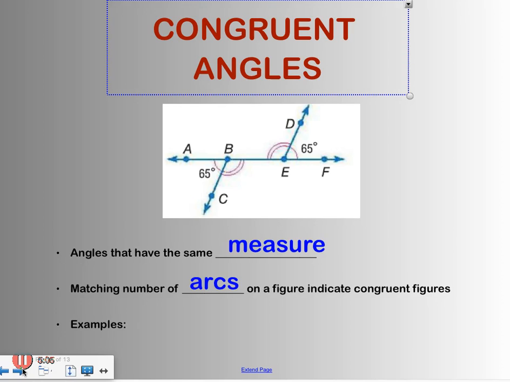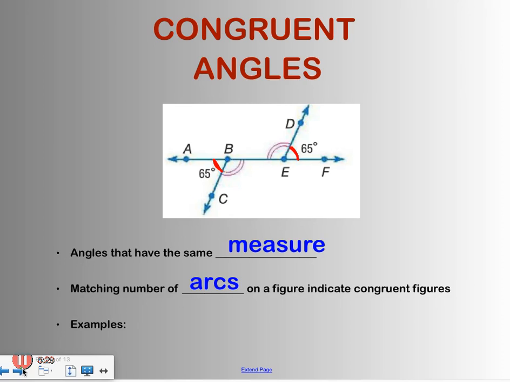So congruent angles are just like congruent segments. Congruent angles have the same measure. And do you remember how we had the tick marks on a segment to tell us they were congruent? We have another way, but they're the arcs. So like this single mark would indicate that this angle and this angle here are equal.